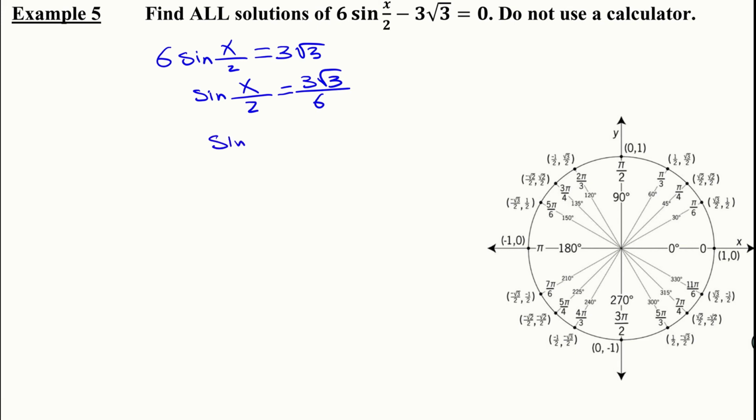So sine x over 2 equals square root of 3 over 2. As is the case with all of these, first we'll solve for whatever expression we have here, then we'll go ahead and see what we need to do to just solve for x. So right now we're solving for x over 2, so we want to know x over 2 equals what, so that the sine of it is square root of 3 over 2. So we want the y value to be square root of 3 over 2.